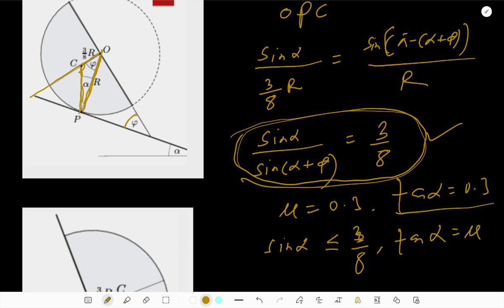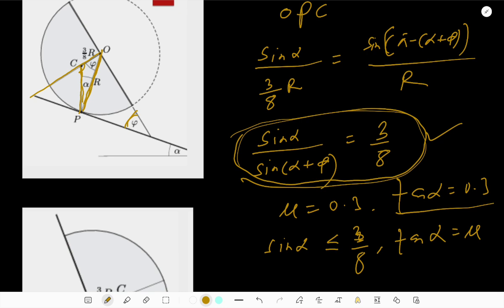And in that case, this sine formula has no solution for phi. No phi is actually possible. In this case, no phi will be actually possible. And in that case, it will not be slipping, but the hemisphere will overturn from the position initially put.